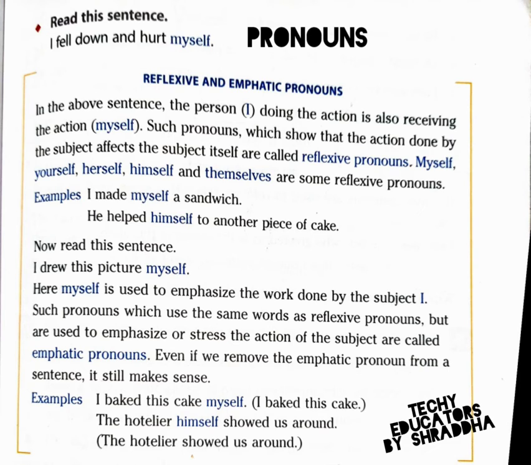Examples: I made myself a sandwich. He helped himself to another piece of cake. Now here myself and himself, they are reflexive pronouns.